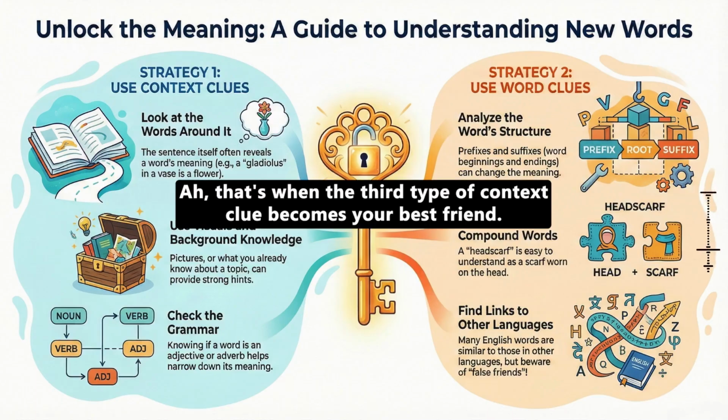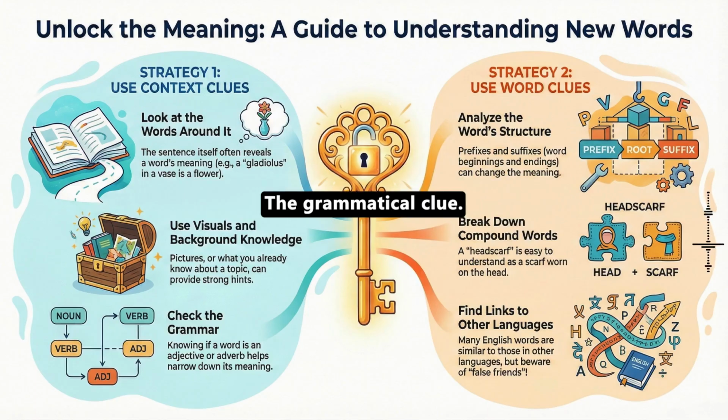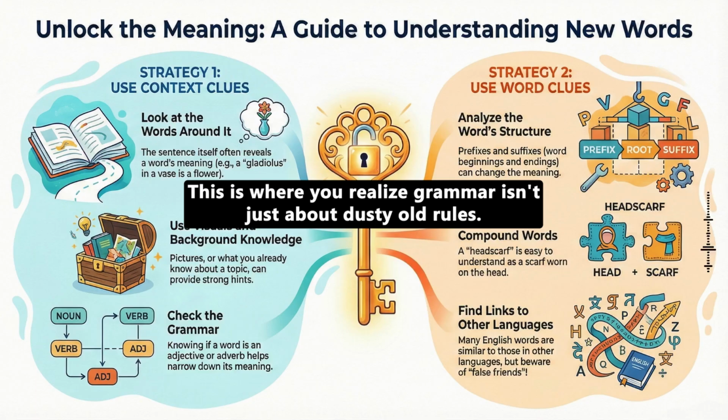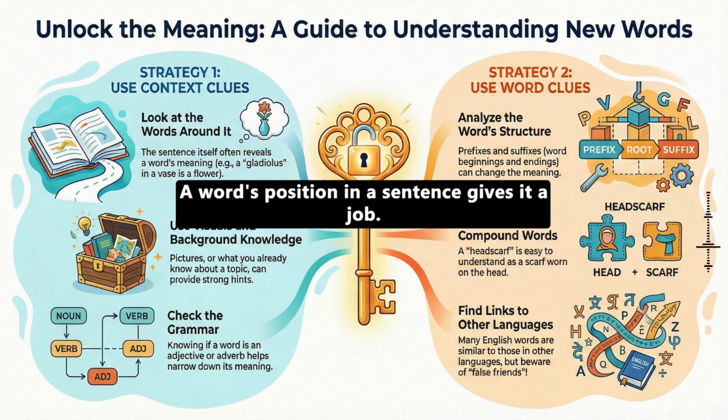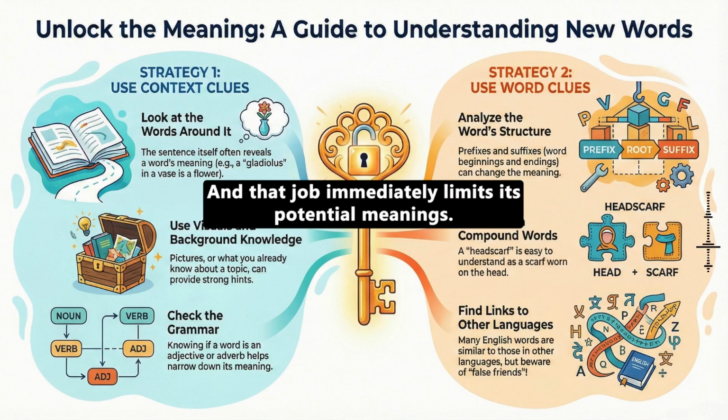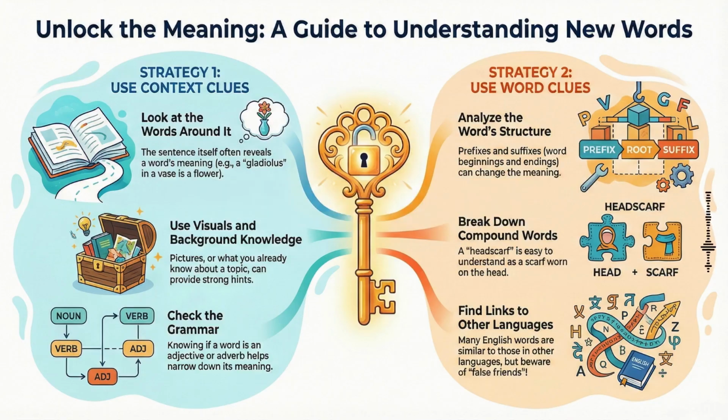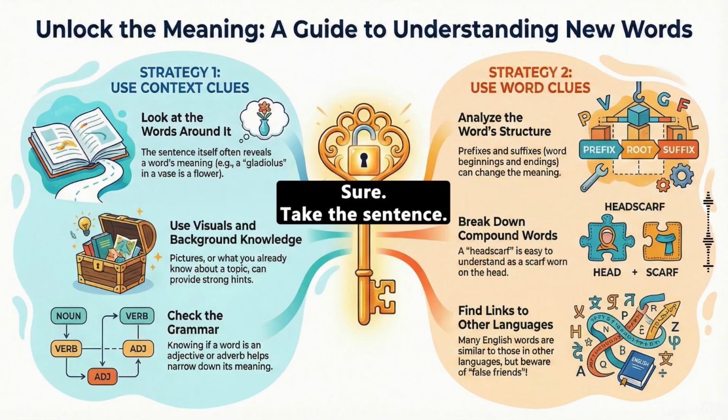Ah, that's when the third type of context clue becomes your best friend, the grammatical clue. This is where you realize grammar isn't just about dusty old rules. Not at all. It's about reliable context. A word's position in a sentence gives it a job, and that job immediately limits its potential meanings. Okay, give us an example. Sure, take the sentence.